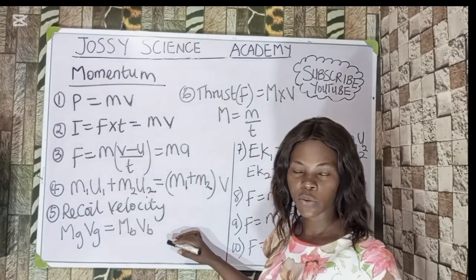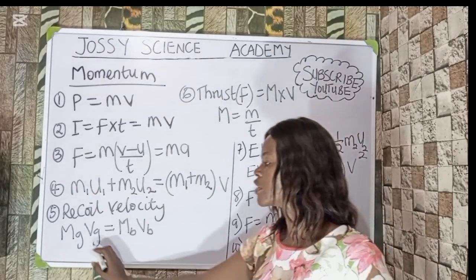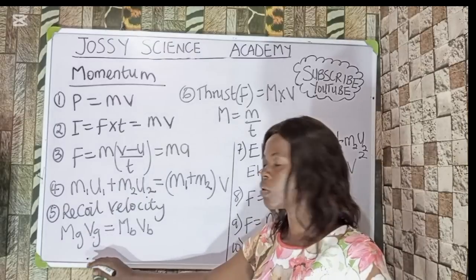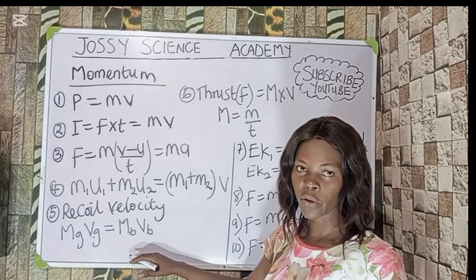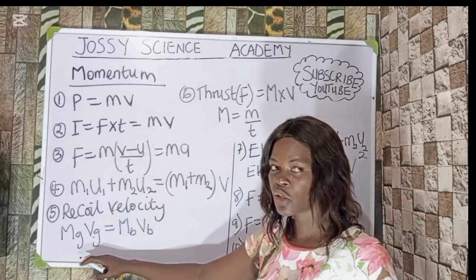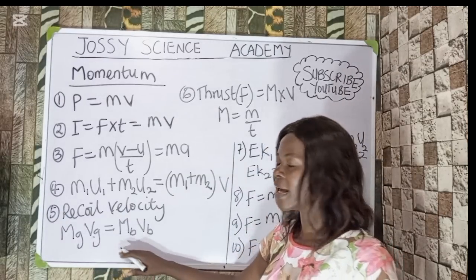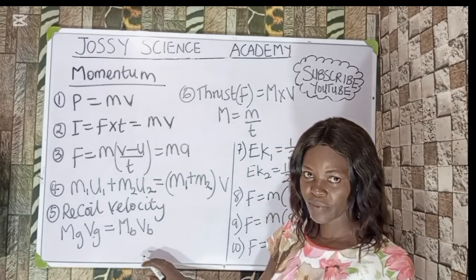Now coming to the fifth one, this is what we call the recoil velocity. The recoil velocity is the velocity of the gun. So how do we get it? This is the momentum of the gun equals the momentum of the bullet. And the momentum is mass times velocity. So mg vg equals mb vb. You find the recoil velocity, which is vg. I hope that is clear.